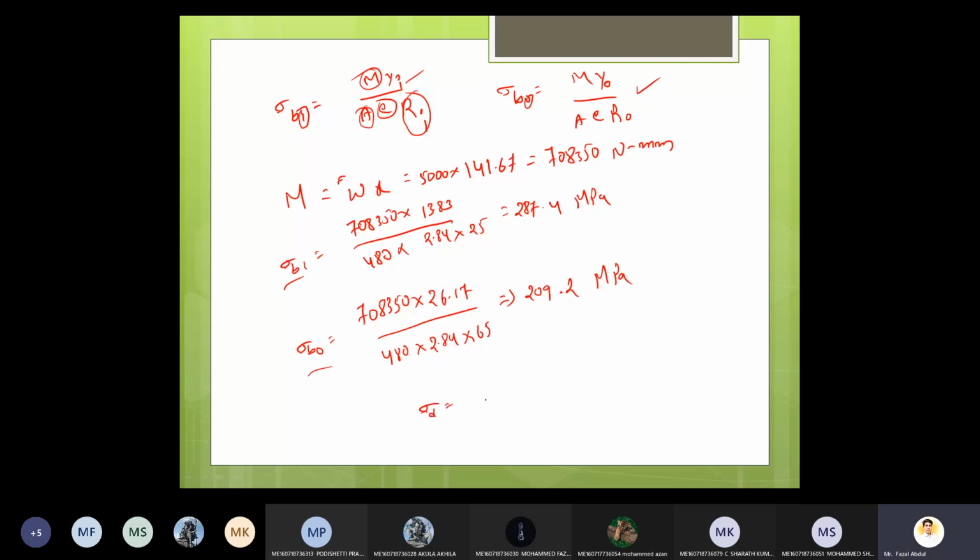How much? The direct stress general equation is there, that is load by area. Direct stress on the body is load by area. So load is 5000, area is 480. So how much is this one? 5000 by 480.